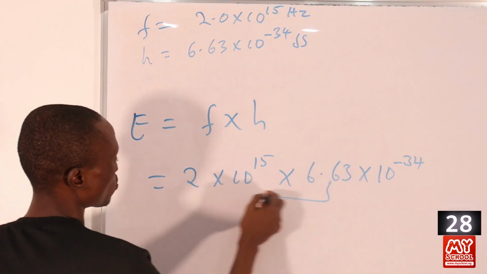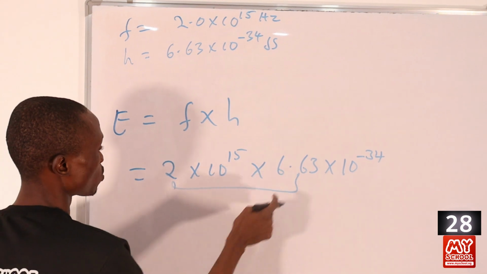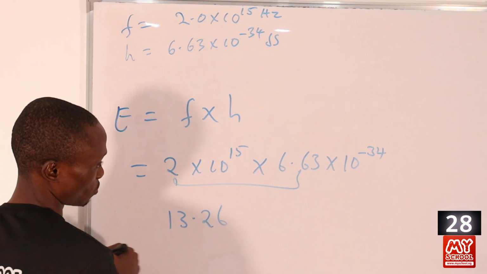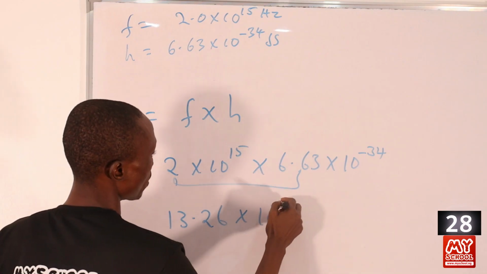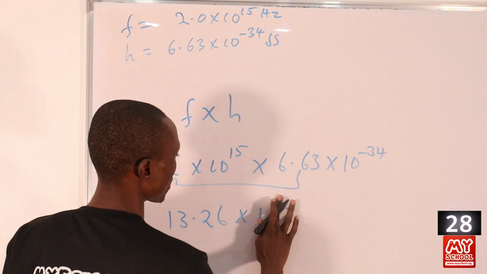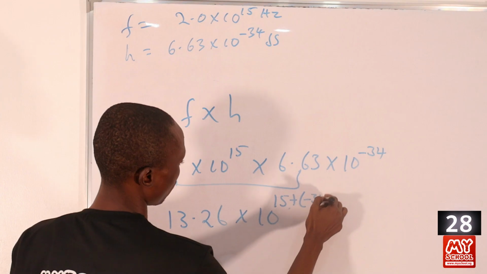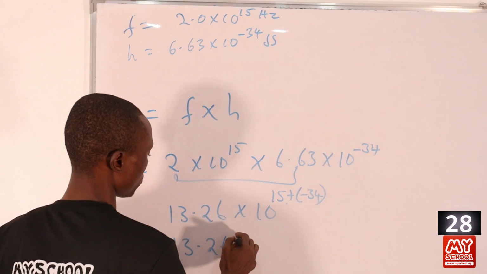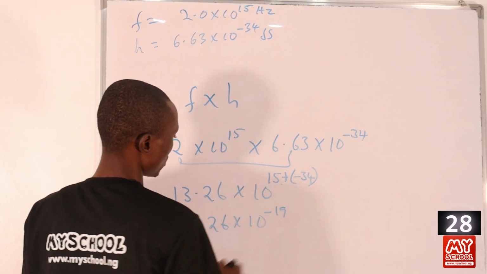Okay, so we multiply these two parts first so that we can apply the law of indices to solve this. So if we multiply these two parts, we'll be having 13.26, okay, 13.26, then times 10 raised to the power 15 plus minus 34. So this will be equal to 13.26 times 10 raised to the power, okay, so if we subtract, you'll be having minus 19, right?